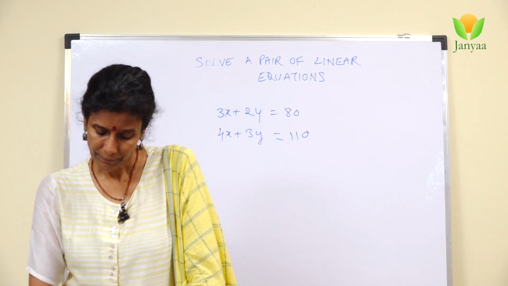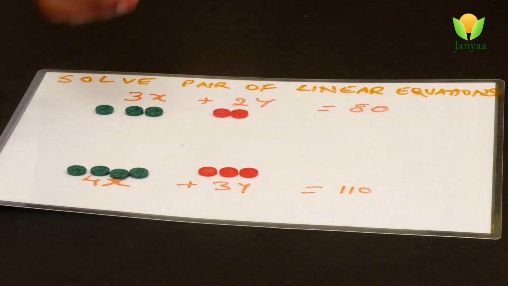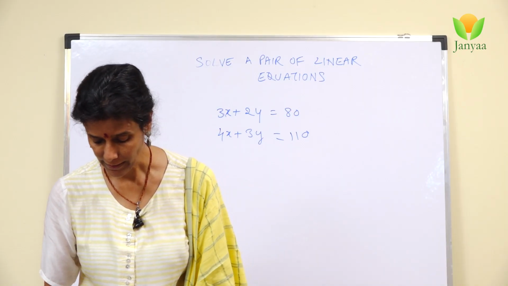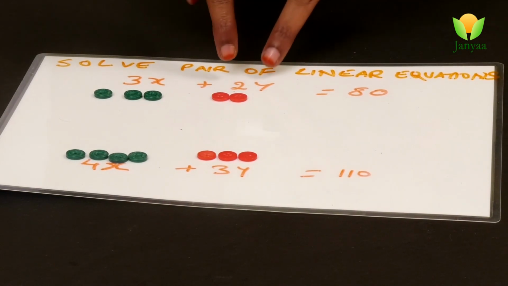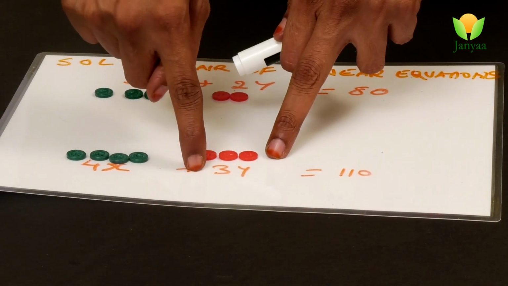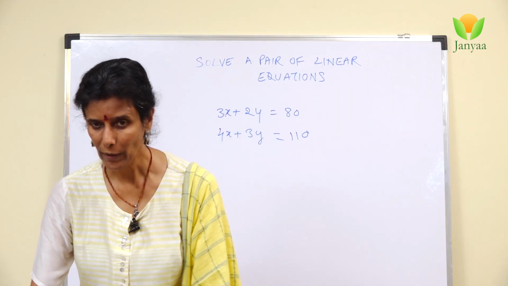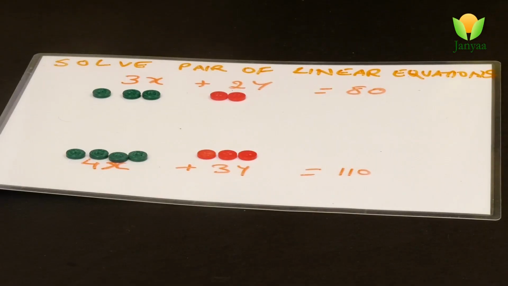Now, how do I solve this? I want to normalize it. What it means is I want to take away one of the variables. So how I can do that is, if I multiply 2y by 3, then this becomes 6y, and if I multiply this whole equation by 2, this becomes 6y. Now when I subtract from each other, then these will go away, right? So that's what I want to do.